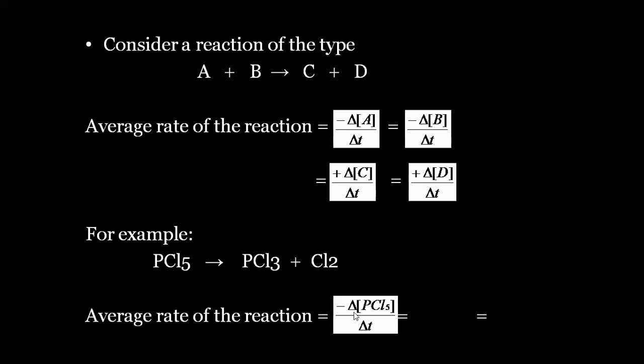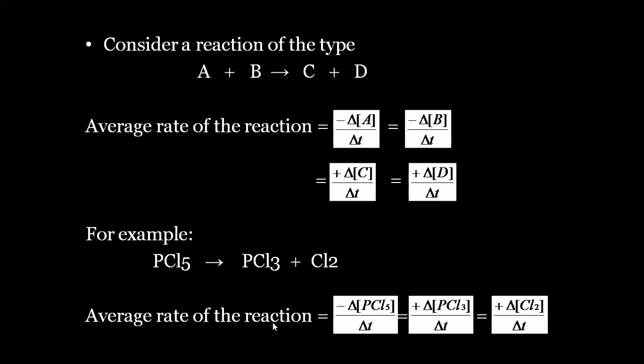So negative change in concentration of the reactant, that is PCl5, with time interval. In how much time interval, we don't know. Now, since this is a product, I am introducing a positive sign: delta PCl3 by delta T. And the next one is again a product, plus delta Cl2 by delta T. So whether I find it with respect to PCl3, Cl2, or PCl5, I will get the same answer, because how much one increases, the other increases by the same amount.